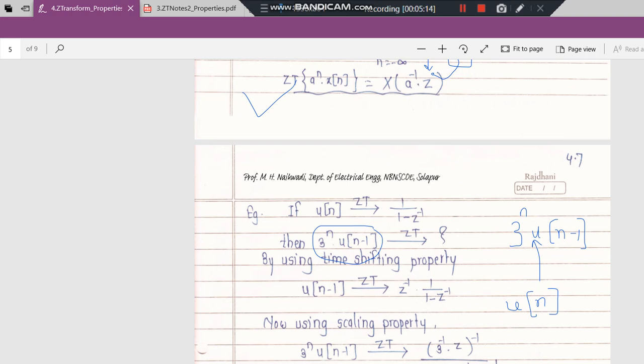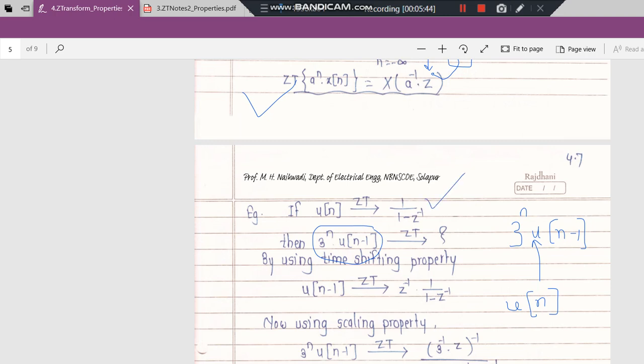That's why, whenever numericals are there on the Z transform, we have to first see whether the numerical can be simplified by applying a certain property. Which property can be used here? Looking at 3 raised to n u of n minus 1, one can understand that this signal originates from u of n. u of n is a fundamental signal, and its Z transform is very easy to find. We already know this is a standard pair.